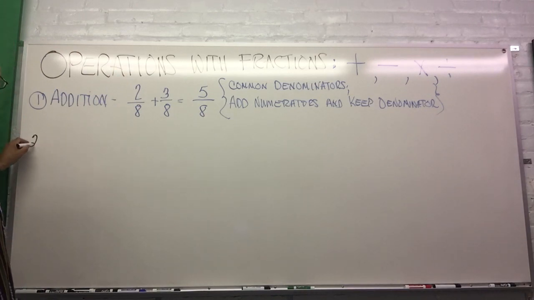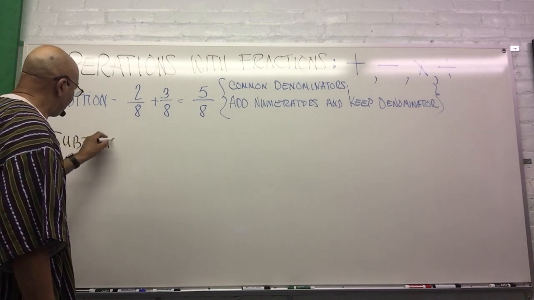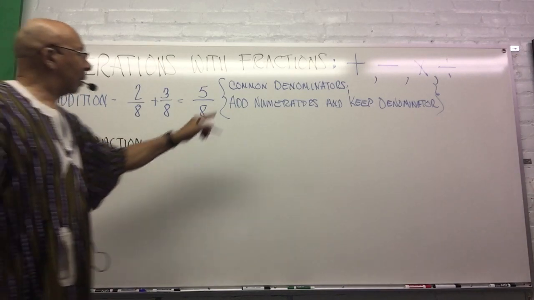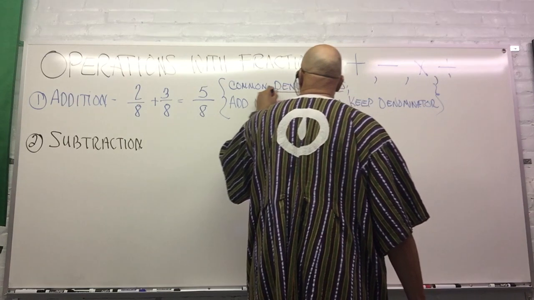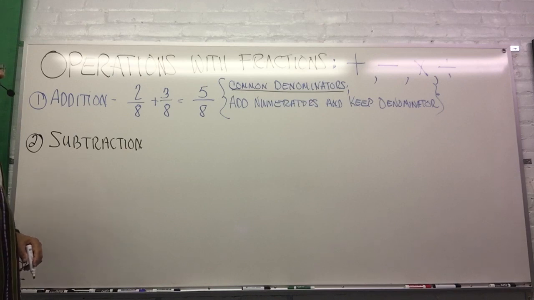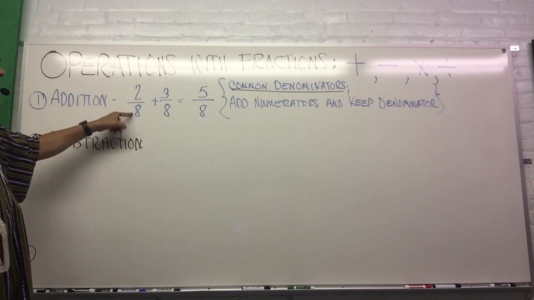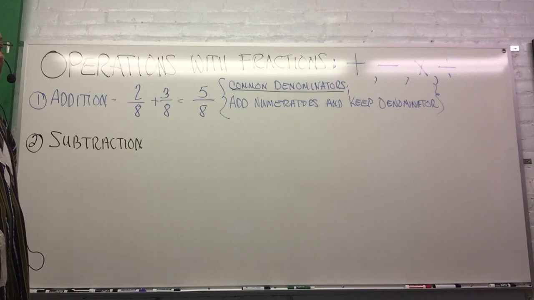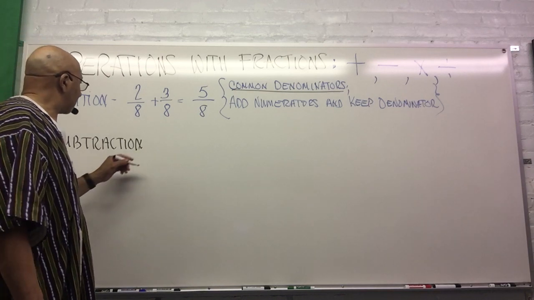So the second thing we talk about is subtraction. So subtraction requires common denominators too. So common denominators apply to addition and subtraction. So let's go back to the pizza thing. If we wanted to know who ate the most pizza, you or your friend, we can easily tell because we know you ate two pieces out of eight. Your friend ate three pieces out of eight. But what if we want to find out the difference between what you ate and what your friend ate? So that's a subtraction problem.